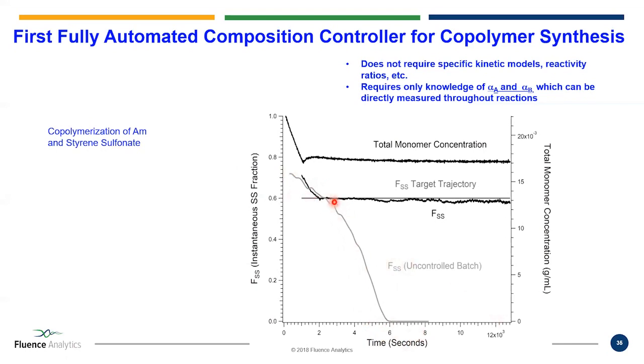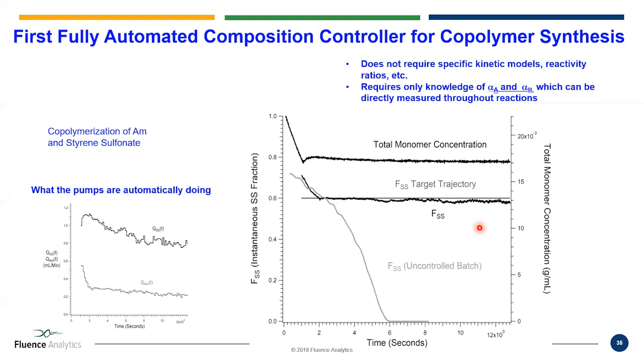So our target then was to keep the styrene sulfonate the same. That's the horizontal gray line. You can see the controller did pretty well in terms of keeping it constant. So that gives us, you're no longer a victim of reactivity ratios that nature gives you. You can work to control the composition you want. You can see the pumps, meanwhile, are automatically doing this in order to give us that. It's not obvious where you have to be and what you do, but it's all being automatically taken care of.